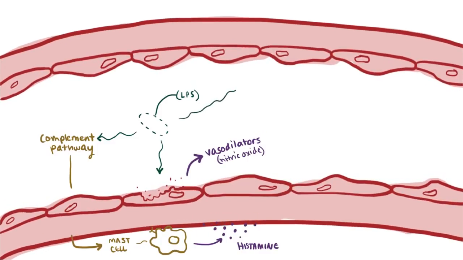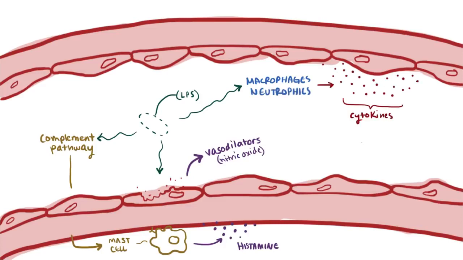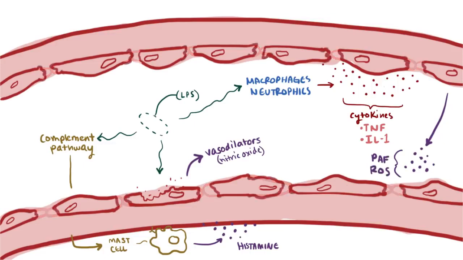The LPS molecules also activate immune cells like macrophages and neutrophils, which help create a bunch of pro-inflammatory cytokines like tumor necrosis factor and interleukin-1. These help the immune system destroy the invaders, but they also stimulate the endothelial cells to release more inflammatory molecules like platelet activating factor and reactive oxygen species.